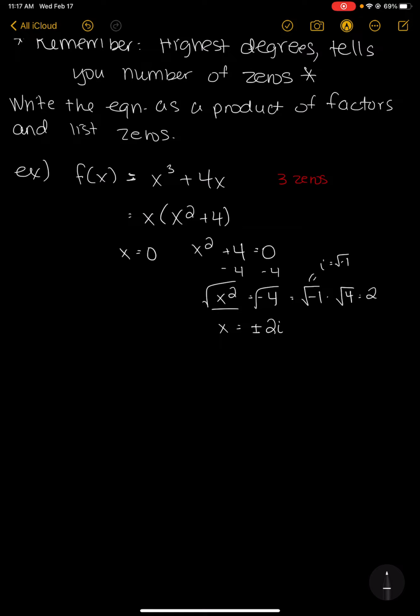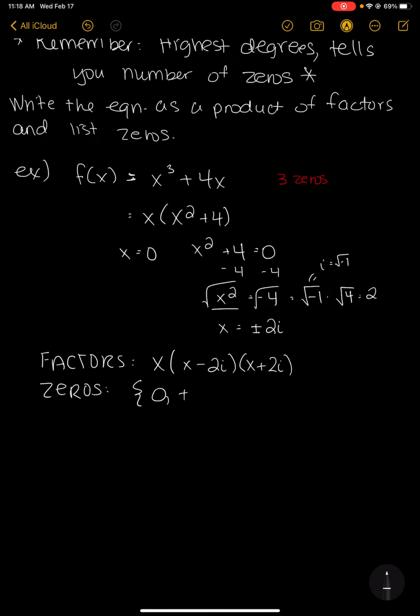So when we write it as factors, we've got one factor that's x. We've got one that's positive 2i and one that is a negative 2i. Remember, the factors are what you set equal to 0. And then my zeros would be 0 and plus or minus 2i. So we end up getting 3. We are good to go.